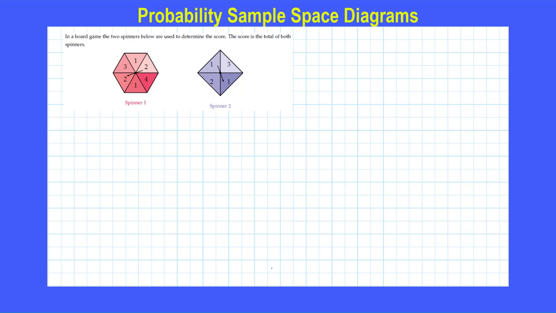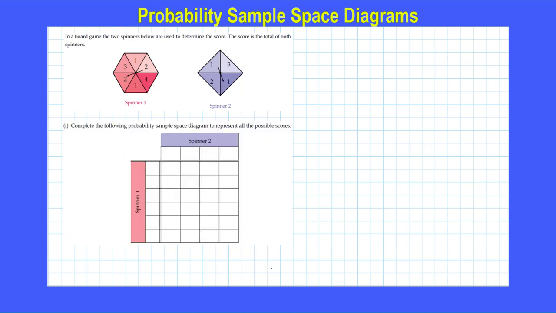So in this video, we're going to be looking at probability sample space diagrams. And this is easiest shown by example. So imagine a game in which we get scores by spinning spinners. There are two spinners and we add the scores together to get a total, and then we can move accordingly. How many possible scores can we get?